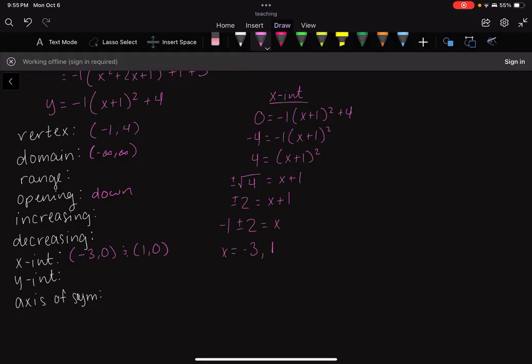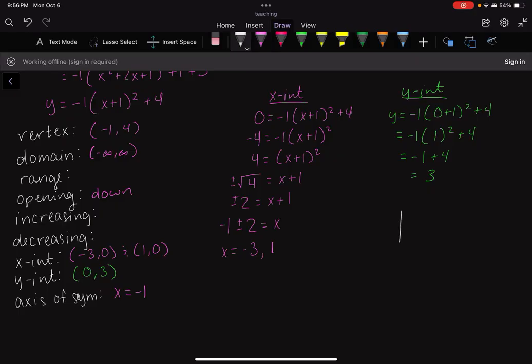So this one's a bit nicer because we're actually going to be able to plot it a little bit better. Then I can go get my y-intercept. Now that happens when x equals 0, so y equals -1(0 plus 1)² plus 4, -1 times 1 squared plus 4, -1 plus 4, so that's going to give me 3. So this is the point (0, 3). My axis of symmetry is always x equals, and then it's the x of the vertex, because that's right in the middle of the graph.